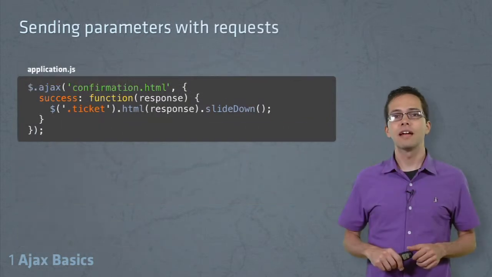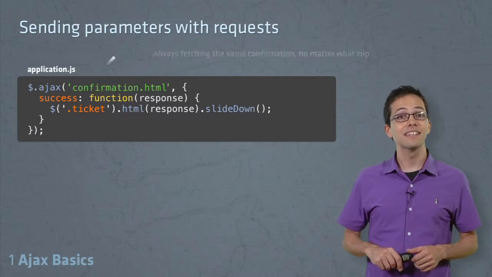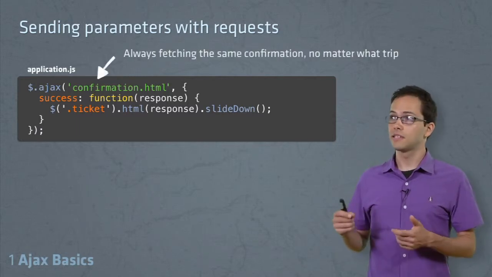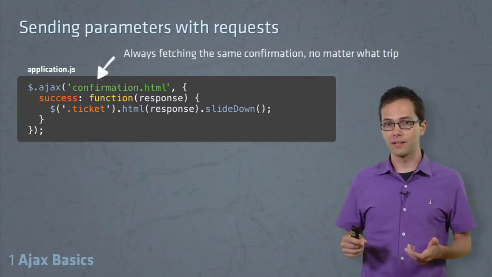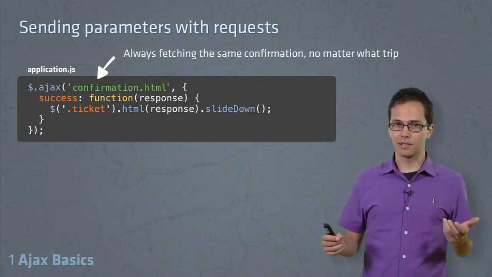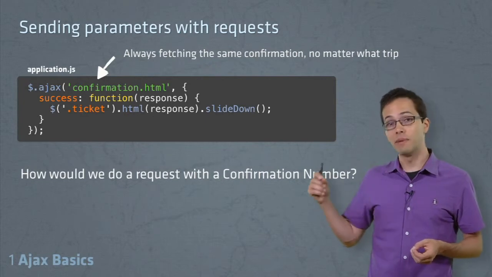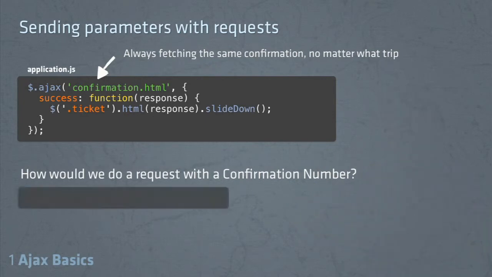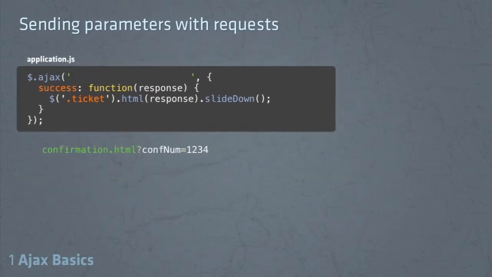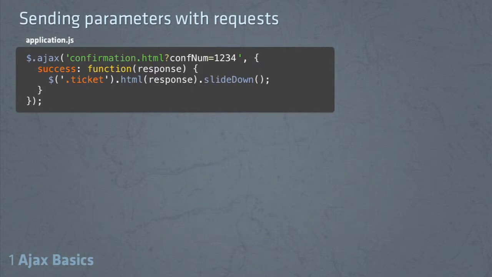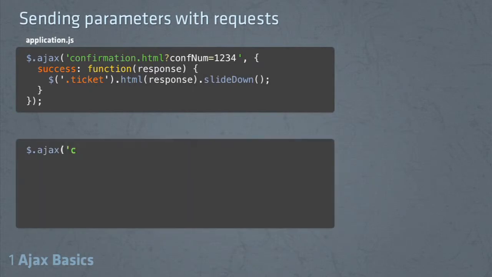You might have noticed that every time we do this Ajax request, we're hitting the same static confirmation.html file. But we like to create dynamic websites. How might we do a request that sends along the confirmation number? Something that looks like this, that appends the confirmation number to the URL. Well, of course, the easy solution here is simply to put that inside of the Ajax request and we'd be fine. However, there's a better way to do that in Ajax.